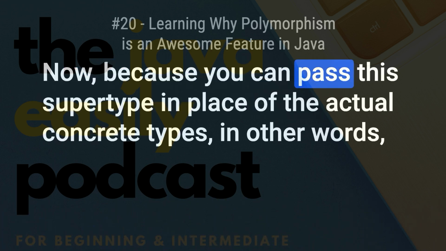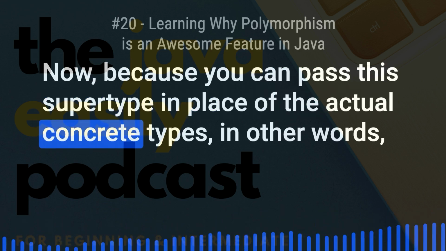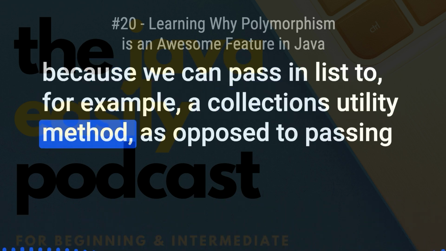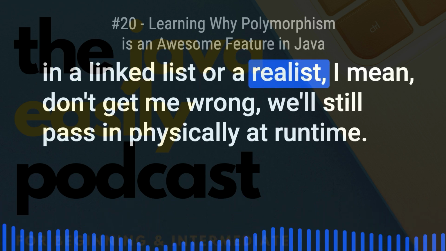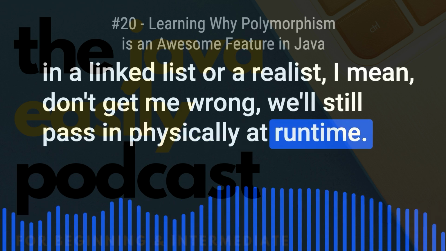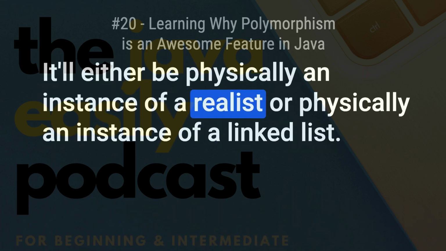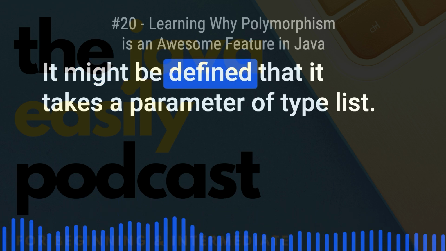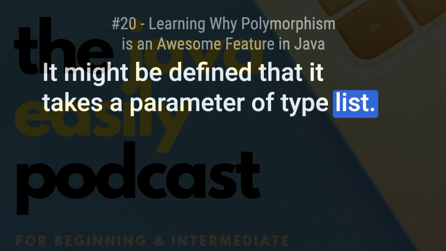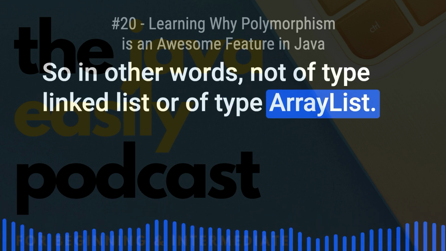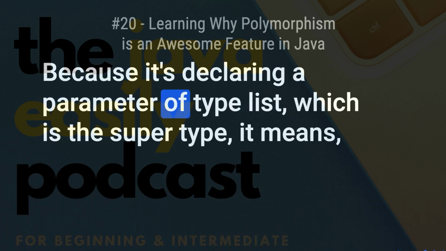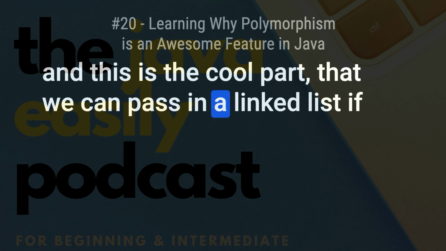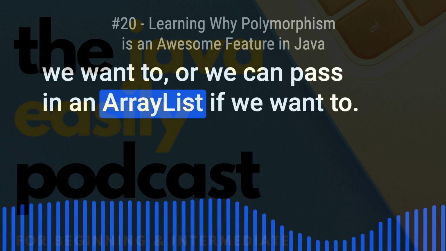Now, because you can pass this supertype in place of the actual concrete types, in other words, because we can pass in List to, for example, a collections utility method, as opposed to passing in a LinkedList or an ArrayList. I mean, don't get me wrong, we'll still pass in physically at runtime either an instance of an ArrayList or an instance of a LinkedList. But the fact is, because the method in that collection class might be defined to take a parameter of type List, not of type LinkedList or ArrayList, but the supertype, it means, and this is the cool part, that we can pass in a LinkedList if we want to, or we can pass in an ArrayList if we want to.